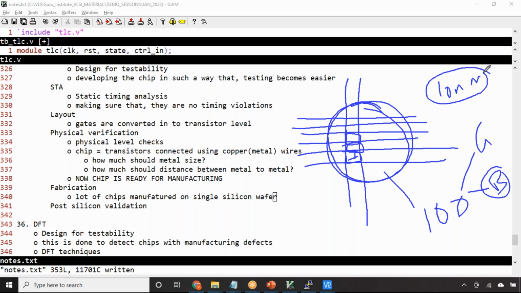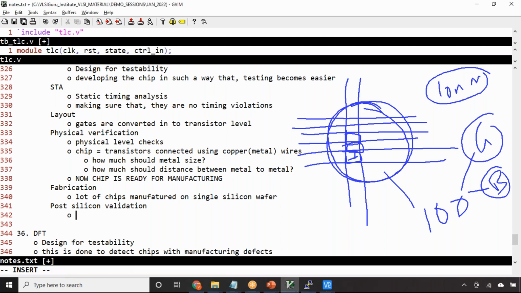This is where we need to identify which chips are good and which chips are bad. That is done by the post-silicon validation engineer. The post-silicon validation engineer uses the test patterns provided by the DFT engineer to check which chip is good and which one is bad.